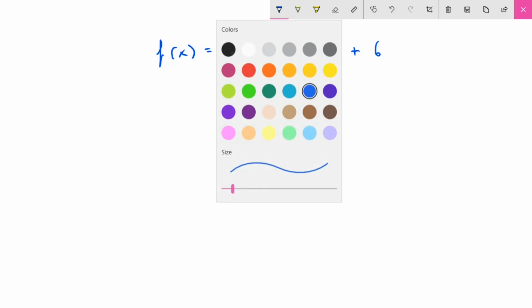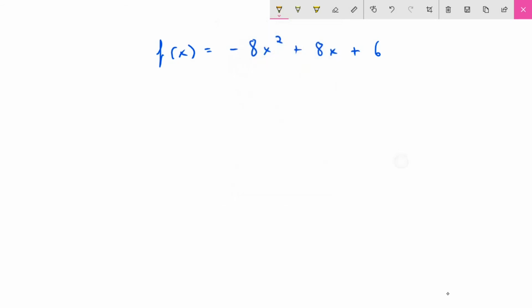So we're going to write down f of x equals negative 8x squared plus 8x plus 6. What's the very first thing we check for? We check for greatest common factor. In this case, it's a 2. A 2 goes in all of these terms. So then we've got 2 times, what's on the inside now? Negative 8 divided by 2 is negative 4x squared. Positive 8 divided by 2 is positive 4. And then 6 divided by 2 is 3, so plus 3.